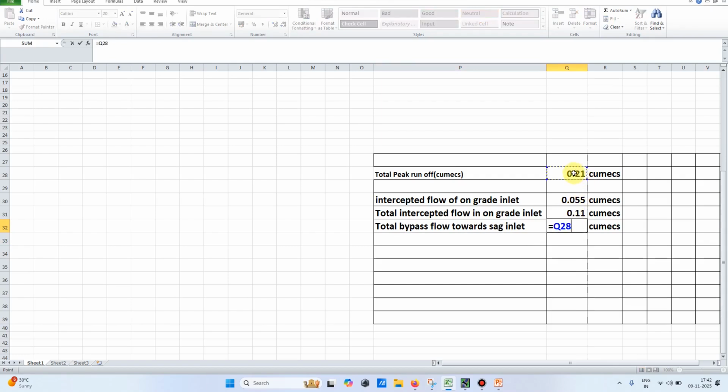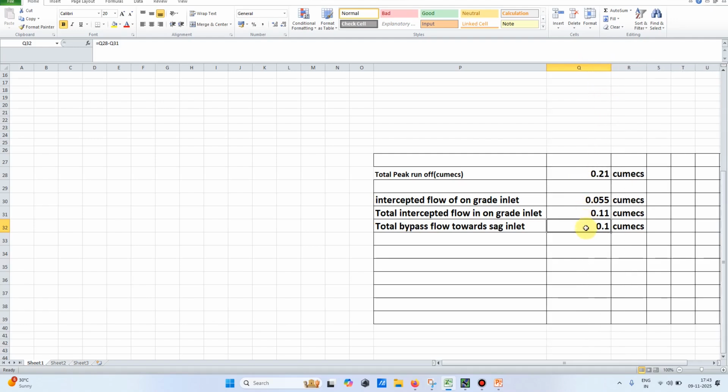That is the design peak flow discharge minus the total intercepted flow from the on grade inlets. There are two on grade inlets, so the interception capacity of a single on grade inlet is 0.055. When you multiply by 2, it becomes 0.11 Q max. So this is actually my design capacity of the sag inlet.